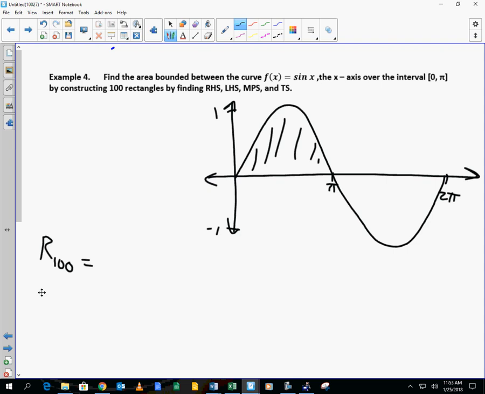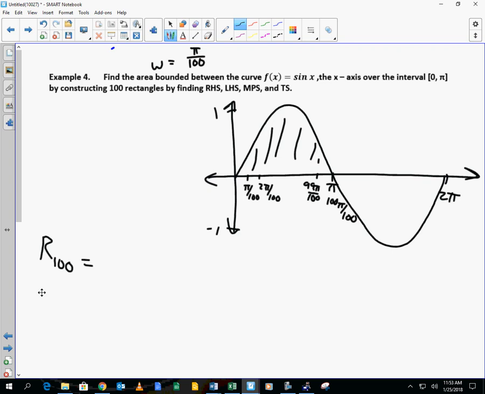First of all, what is the width of the entire interval? It is pi over 100. That's going to be the width of each rectangle, right? So this spot here would be 1 pi over 100, and then we would have 2 pi over 100, and pi is 100 pi over 100, and what's the one right before it then? 99 pi over 100. Is everybody okay with that?